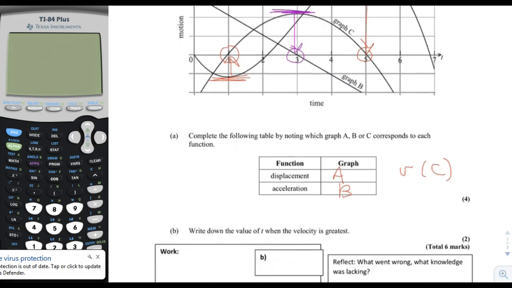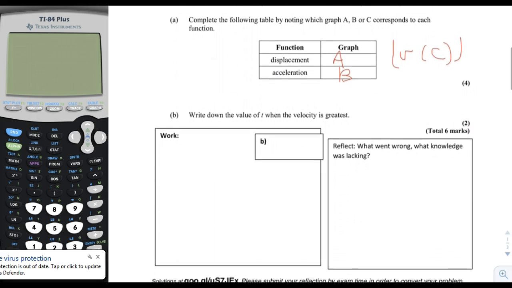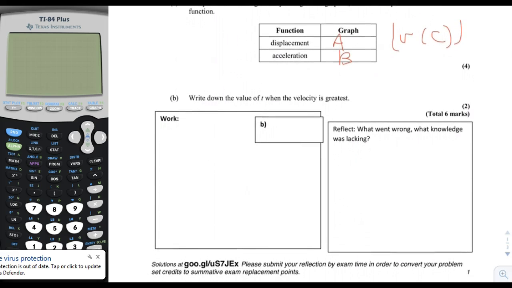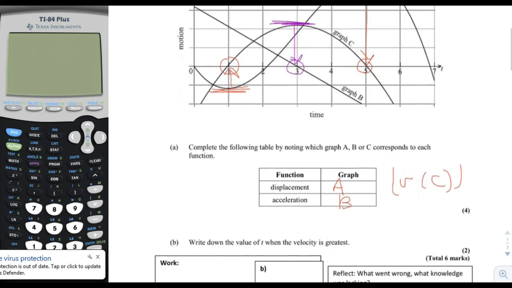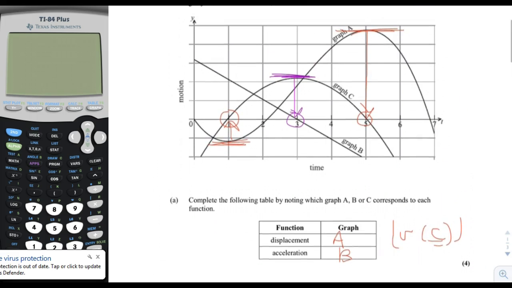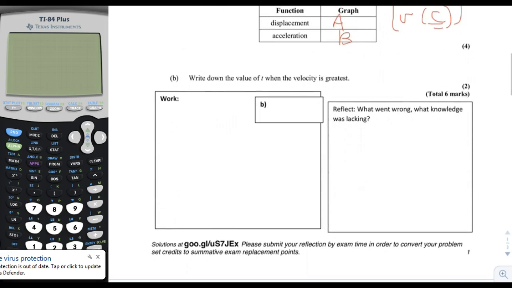Okay, they didn't ask for this function here. Write down the value of t when the velocity is greatest. Okay, since the velocity function is c, we know that it is greatest here at the vertex of the parabola, and we can see that the time at that point is 3. So we'll say t equals 3.